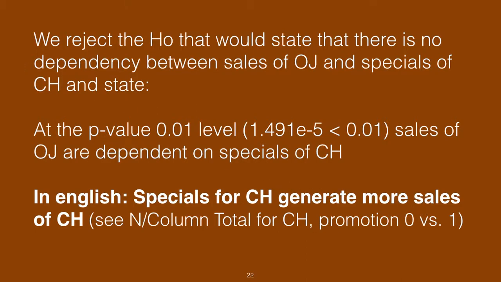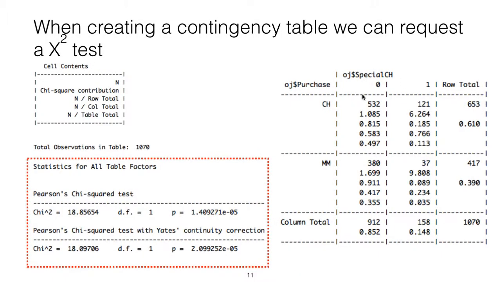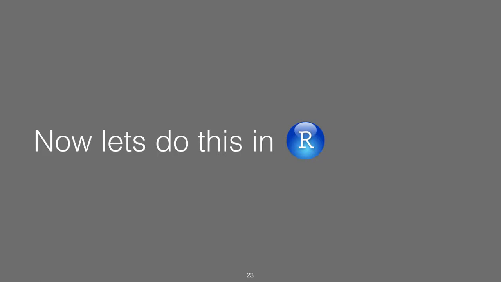Let's go back and take a quick look at this. And here we find it. And here we have the specials. Citrus Hill sales, when there's no special, 58.3% of the sales are Citrus Hill. When there is a special, we have 76.6%. Therefore, we have a lot more sales when there is a special. Okay, so let's take a look and do this in R now.